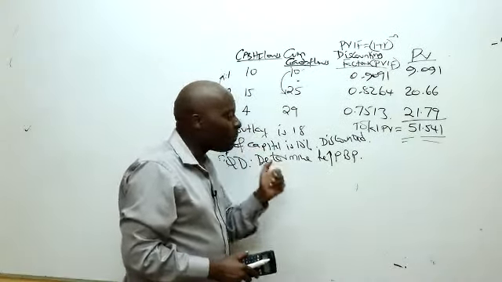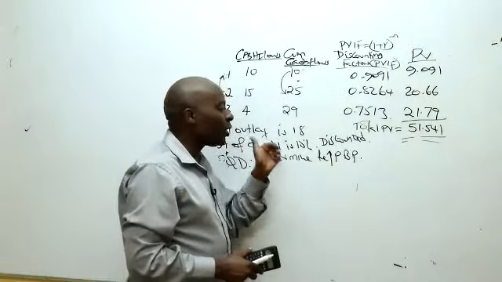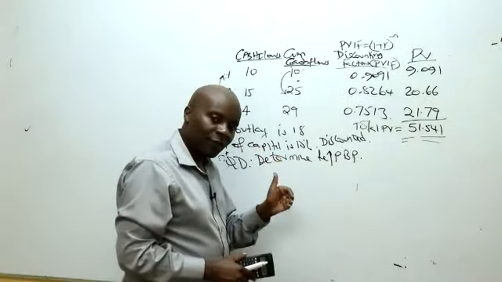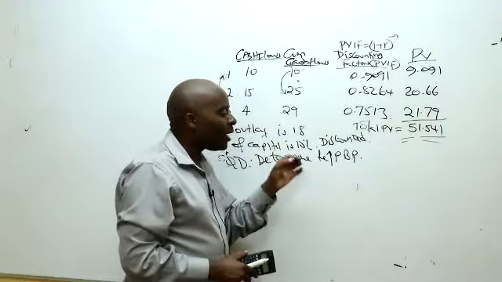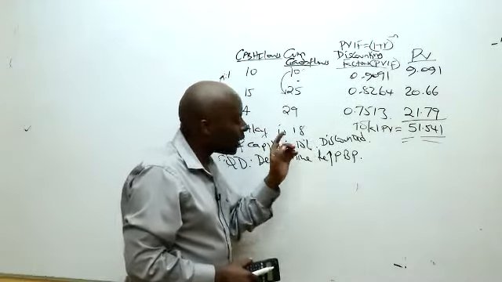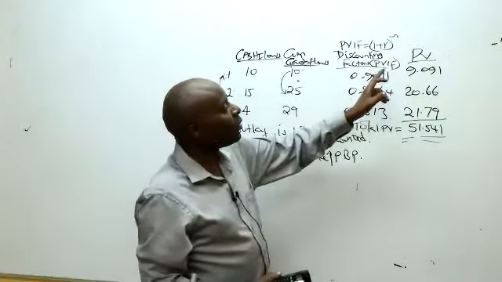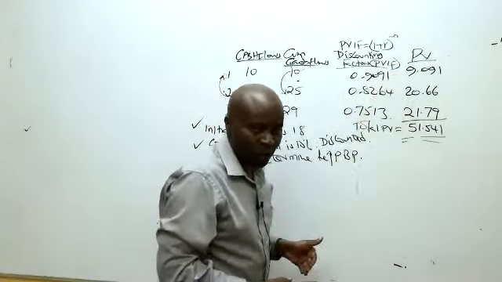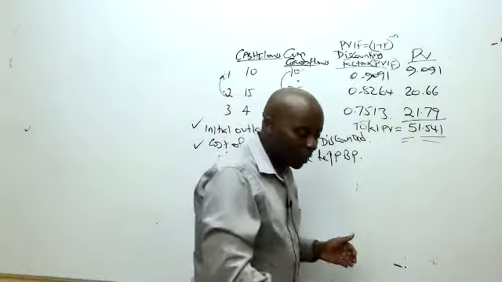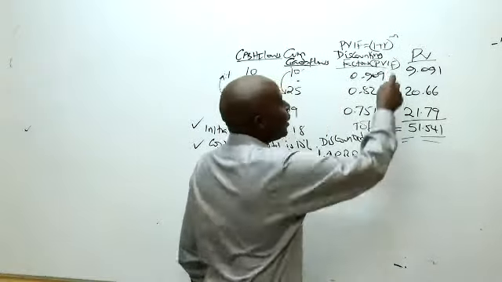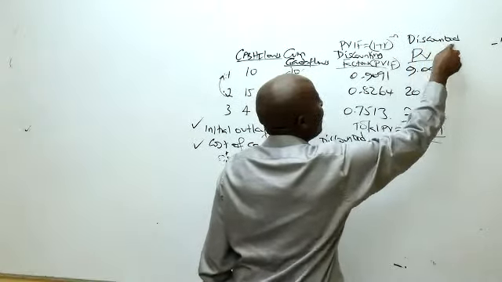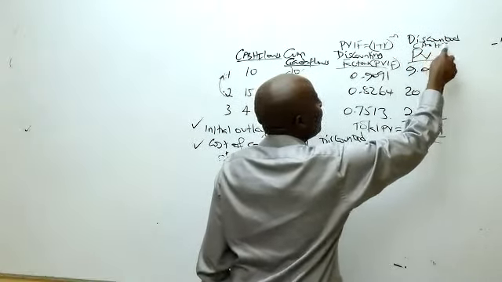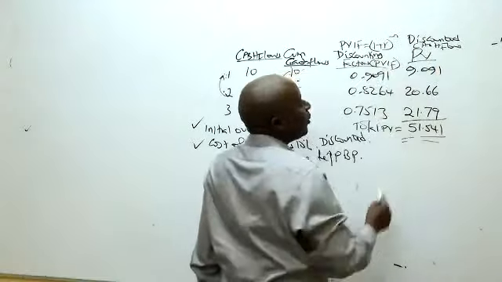But remember, in this question, they don't want us to get the net present value. They wanted us to find a payback period, but this time using the discounted cash flows. So these are our discounted cash flows.